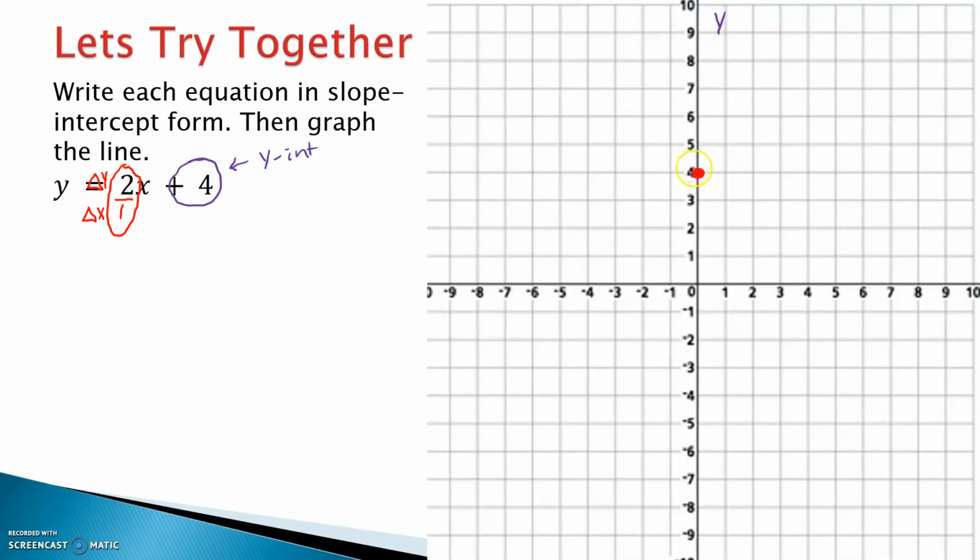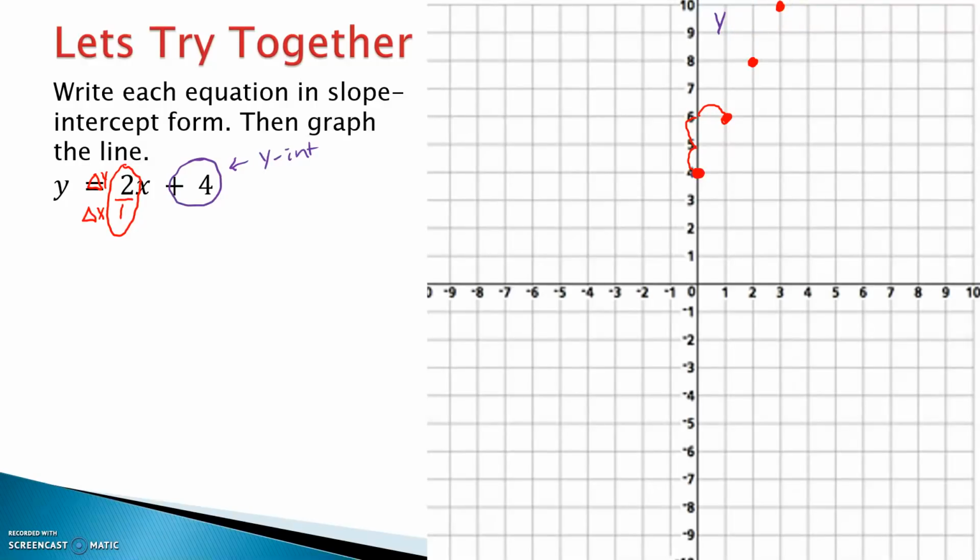the changes in the y's, I have to go up 2, so up 1, up 2, and I have to go across 1 to the right. And why do I go to the right? Because that is a positive. If it had been negative, I would have gone left. Okay, and actually I can keep this pattern going: up 1, 2, over 1. Okay, up 1, 2, over 1, just to get a much straighter line.